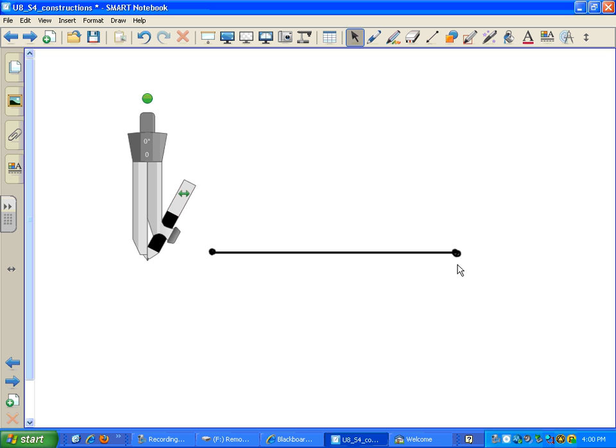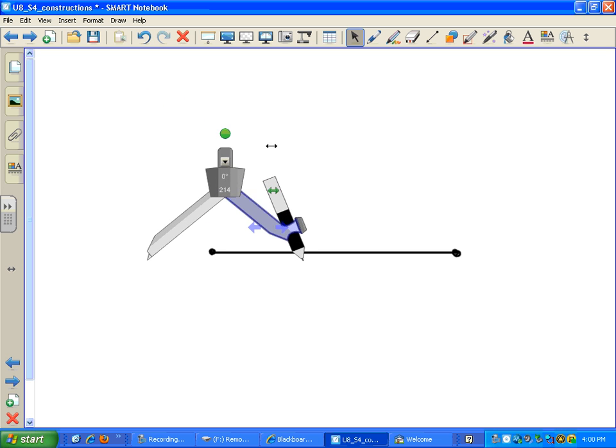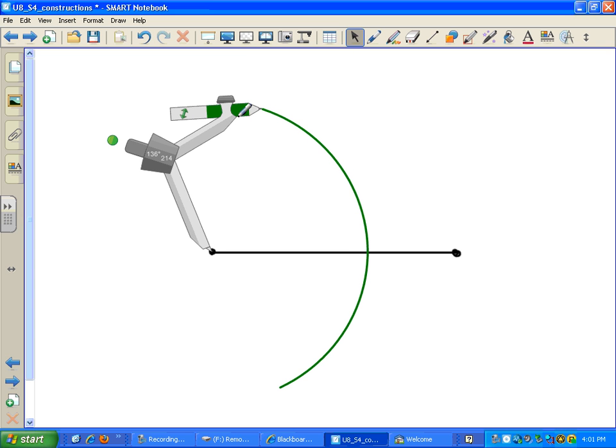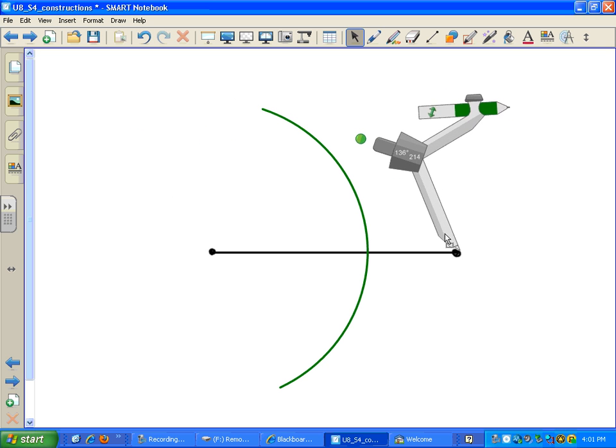So remember, you're going to take your compass, put it at one of the endpoints, and make sure that it's bigger than halfway, so that it extends past the midpoint mark. And I'm going to make a mark above and below my line. Now I don't want to change the measurement. I'm going to take that same measurement to the other vertex without changing the distance.